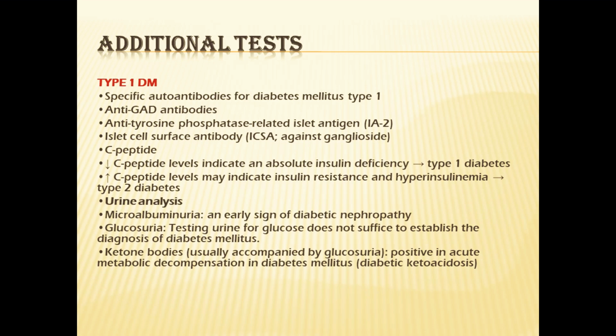Urine analysis. Microalbuminuria is an early sign of diabetic nephropathy. Glucosuria, testing urine for glucose, does not suffice to establish the diagnosis of diabetes mellitus. Ketone bodies, usually accompanied by glycosuria, are positive in acute metabolic decompensation of diabetes mellitus, like diabetic ketoacidosis.